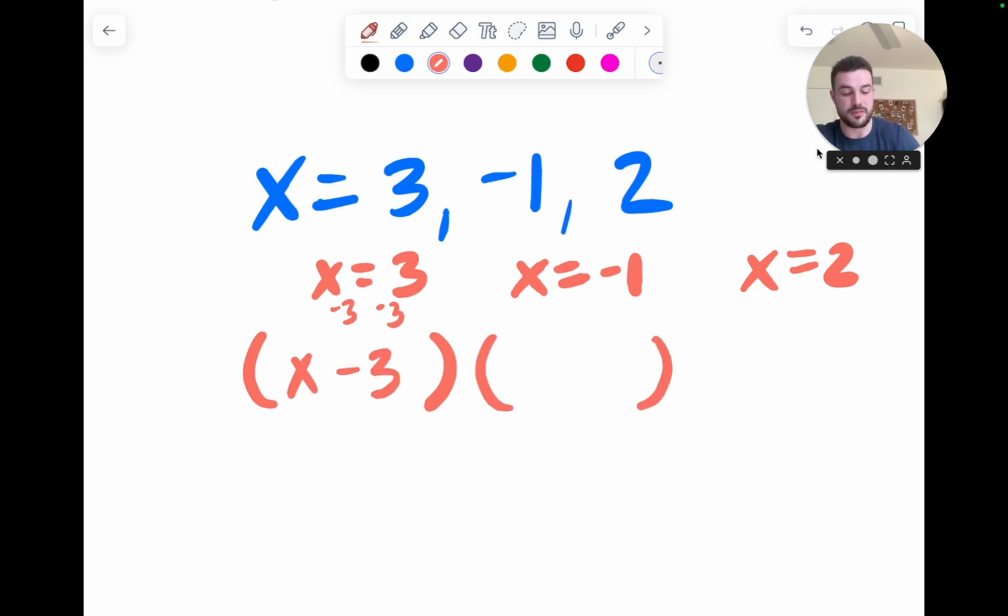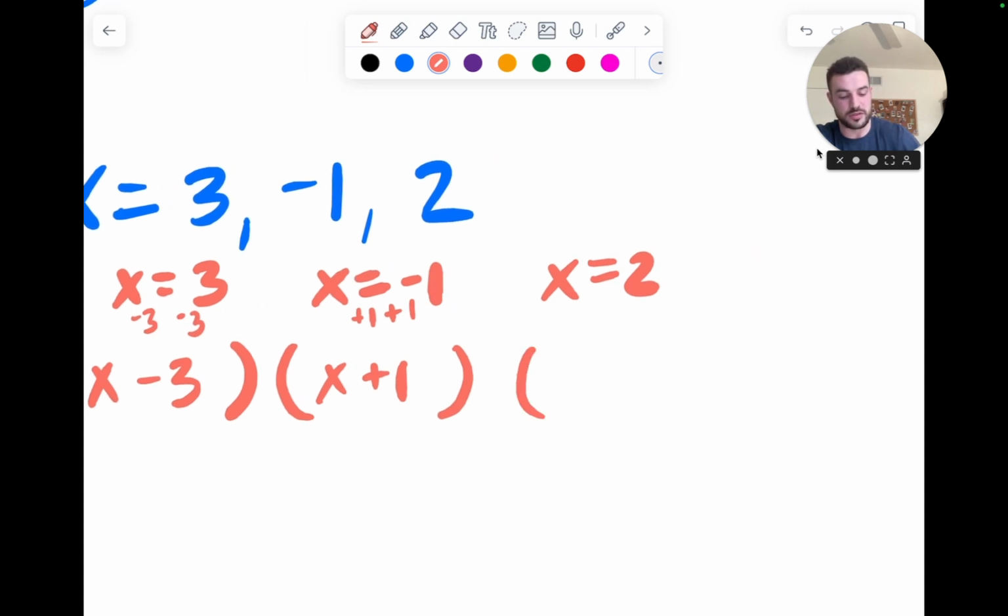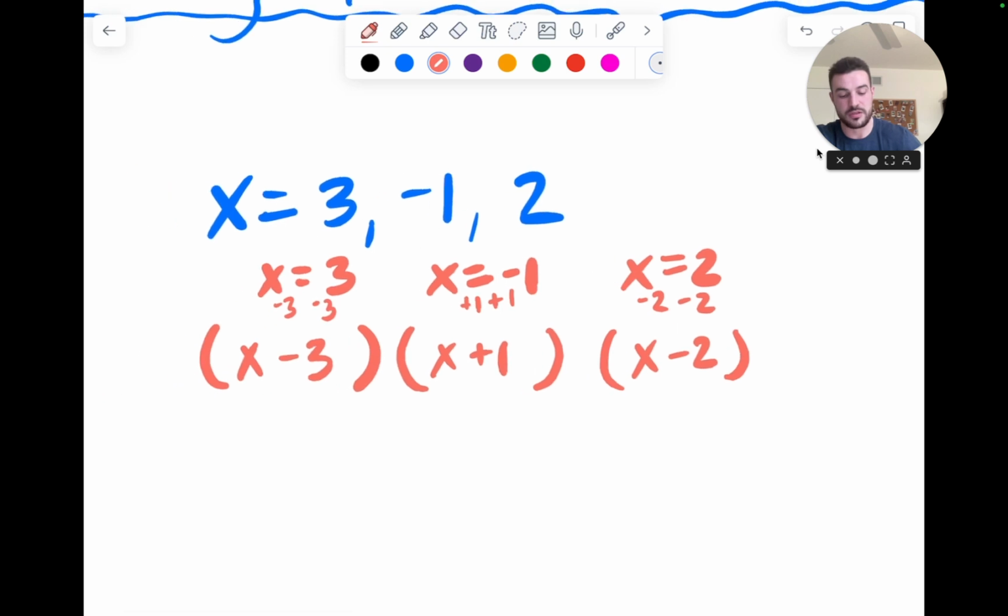And then I'm going to do the same thing with my other one. So I'm going to add this 1 over. It gives me x plus 1. And then I'm going to subtract the 2 back over, so it's on the same side as x. So we get x minus 2. So these are the factors. Now that we have the factors, all we have to do is multiply back out. So again, it's the opposite of what we did before. We would divide to get factors, so we multiply to expand.